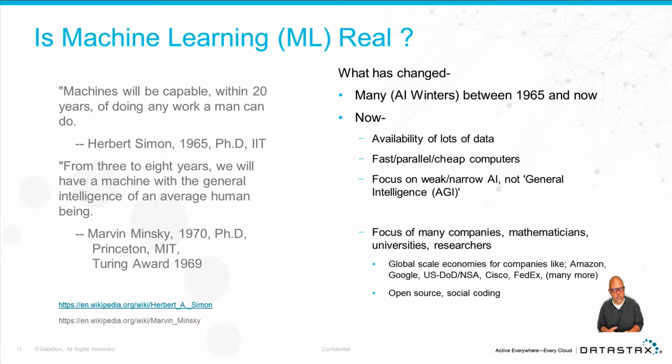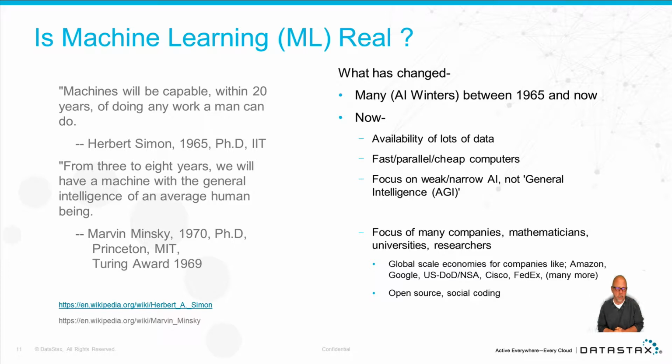Within 3 to 8 years, we will have a machine that will have the general intelligence of an average human being. And why did that not come to be? It didn't come to be for a couple of reasons. They're brilliant men, certainly, but since they made those proclamations, we now have access to just reams of data.